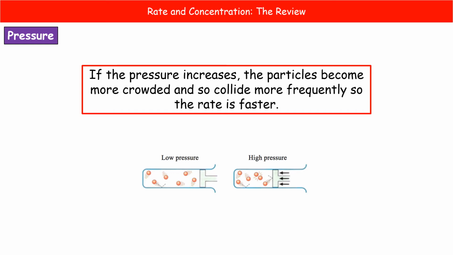So you'll notice we have these two phrases for both pressure and concentration. So more crowded particles and more frequent collisions. And you can see the little picture at the bottom there showing you low pressure on the left, more space, so the particles are less likely to collide with each other. On the right, higher pressure, the particles are more crowded, therefore will collide more frequently.